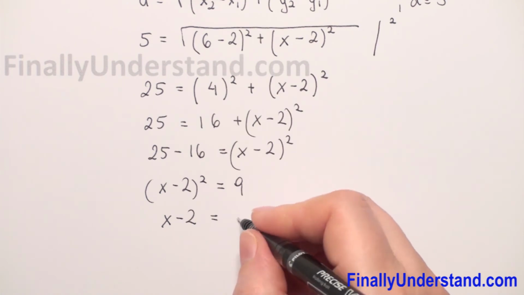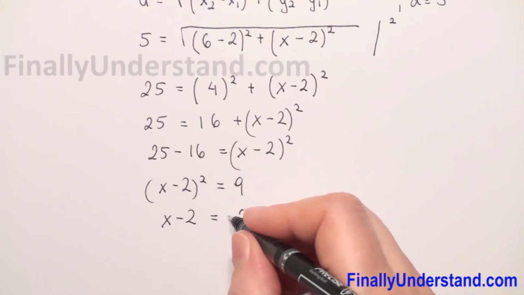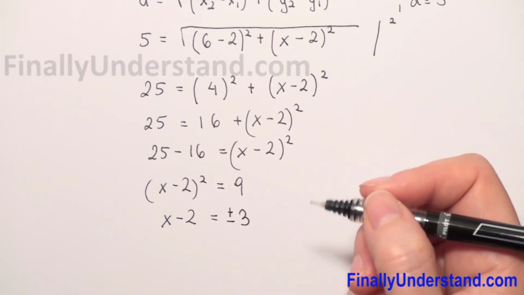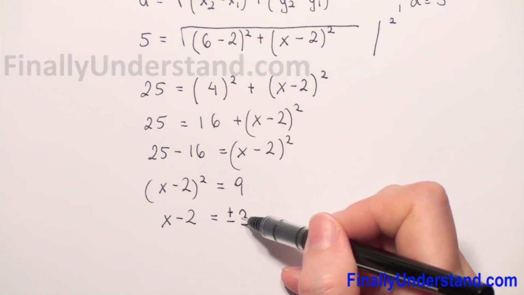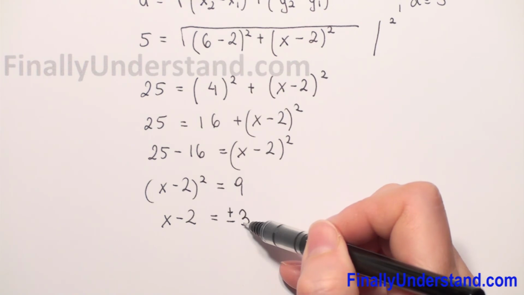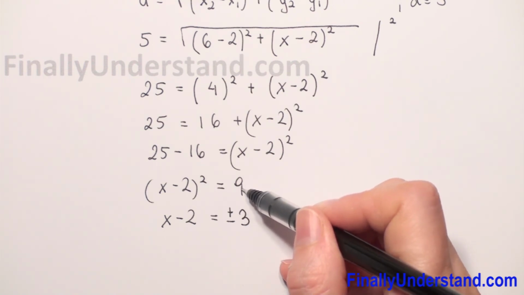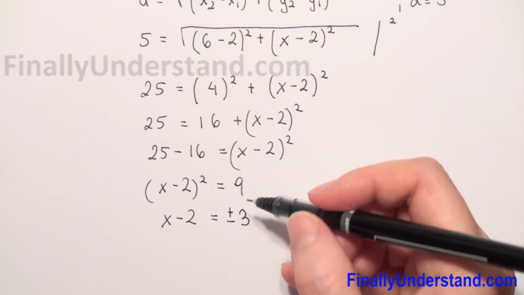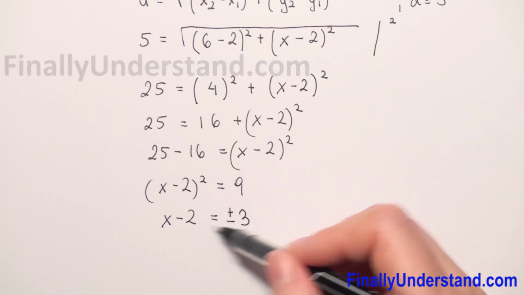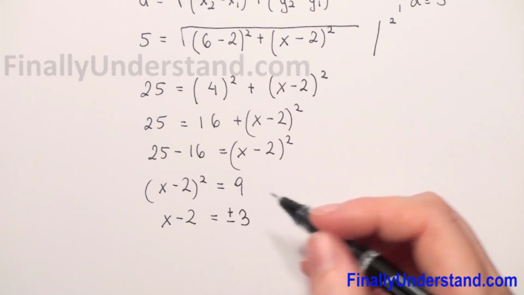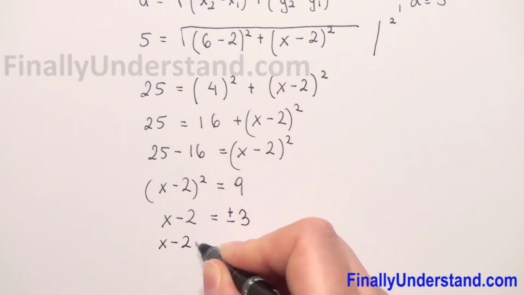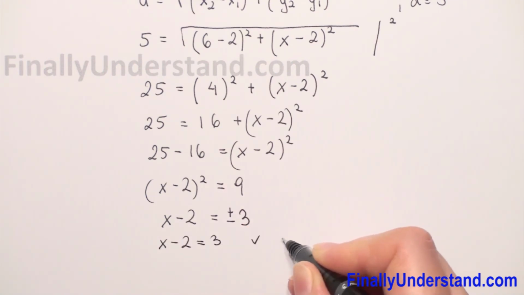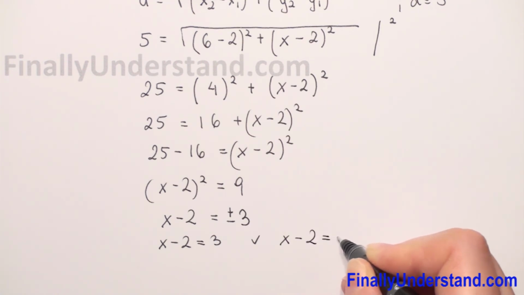Of course, positive 3 or negative 3, because 3 to the second power gives you 9 and negative 3 to the second power gives you 9. So we have two values, and now we have two equations to solve: x minus 2 is equal to 3, or x minus 2 is equal to negative 3.